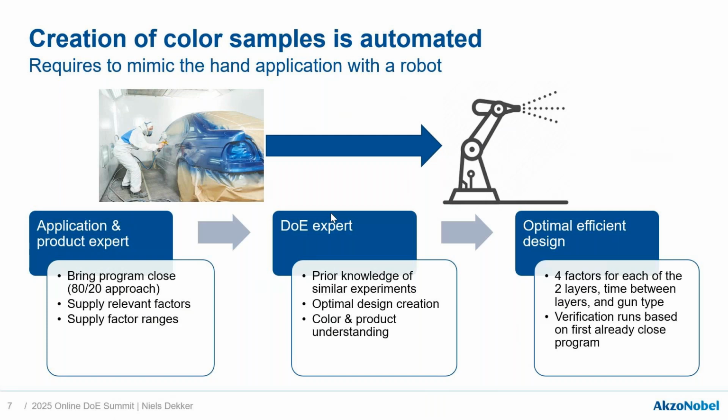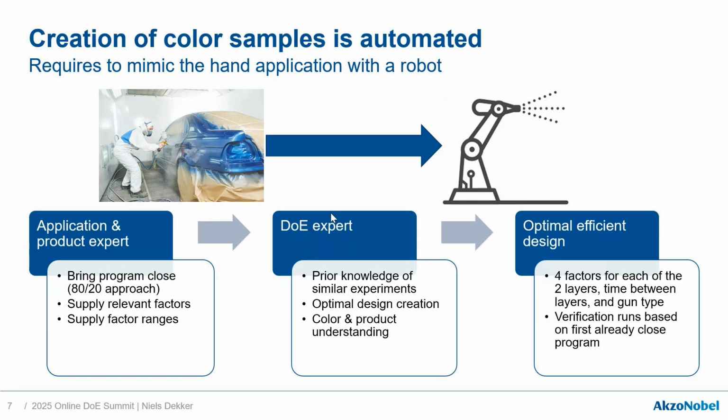And then you need someone who has DOE expertise, not just based on what we have now and the theoretical designs that are available, but also on prior knowledge of similar experiments, whether on color or on application, and a little bit of understanding about color and the product. I think that is important to be able to build strategically right and effective designs. And then the knowledge about the optimal designs is needed so the design can be created in the right way to drive efficiency and speed to market for the company.